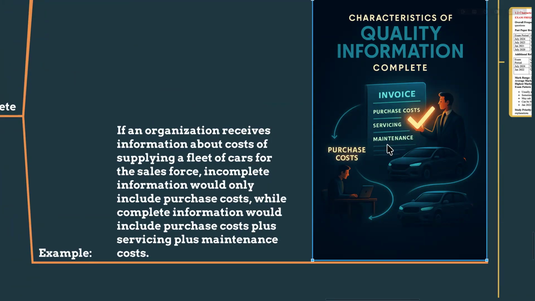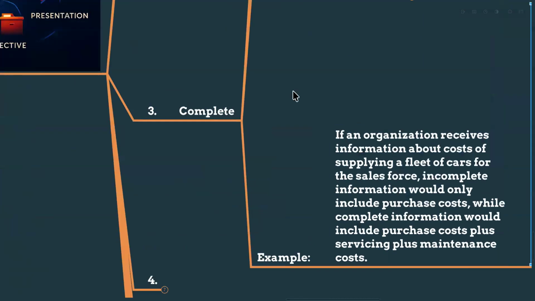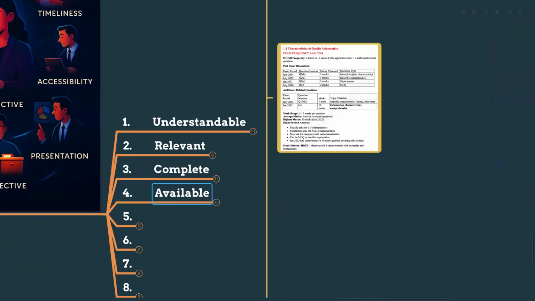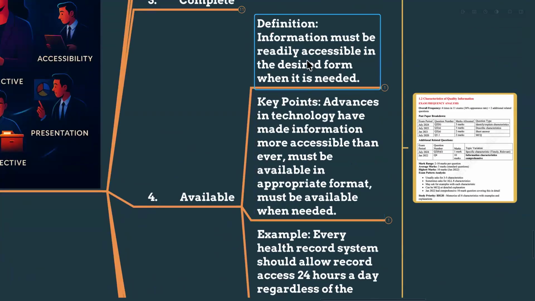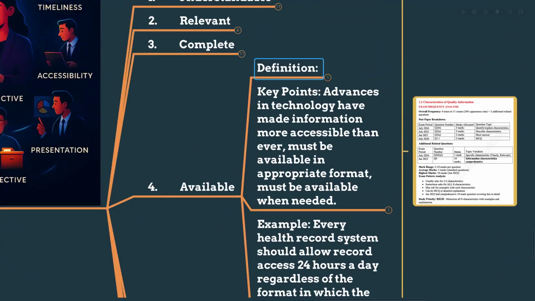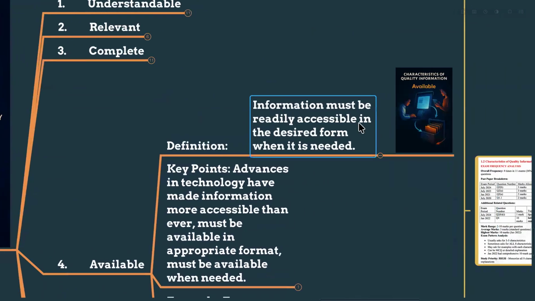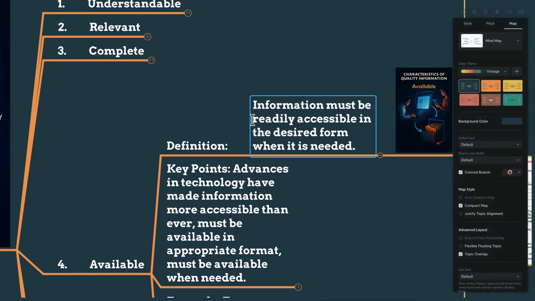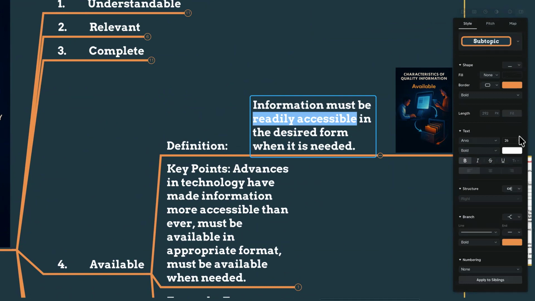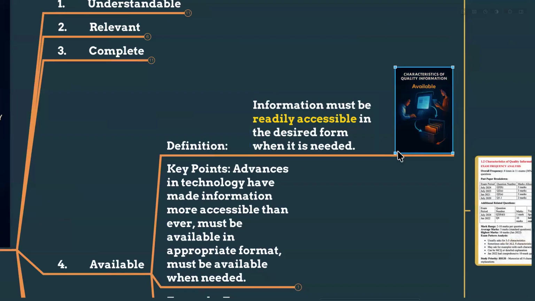So you must have the complete information with you always. So that is the third characteristic. As well as the fourth characteristic: information must be accessible or available in the desired form when it is needed. Right? Readily accessible. That's the important word here. So information must be readily accessible in the very desired form.